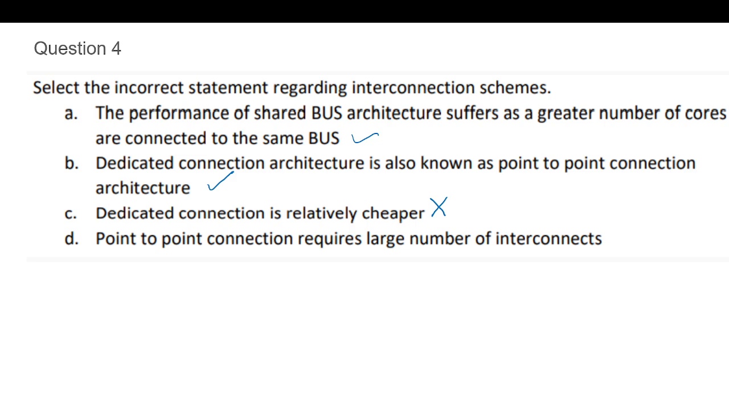so every core has to be connected to every other core, which is not relatively cheaper. It has high area overhead as well as high speed. Point to point connection requires a large number of interconnects. This is correct. So the incorrect statement is C.